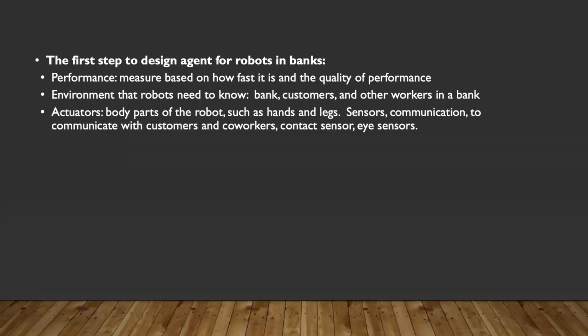In the beginning, I talked about the first step to design an agent for artificial intelligence. Now, for robots in banks, the performance will be measured based on how fast it is, and the quality of its performance. Environment that robots need to know are bank customers and other workers in bank. And the body of the robot, such as hands, legs, are the actuators. Sensors are like communication to communicate with customers and other workers. Also, there is a contact sensor, eye sensor, and many others.